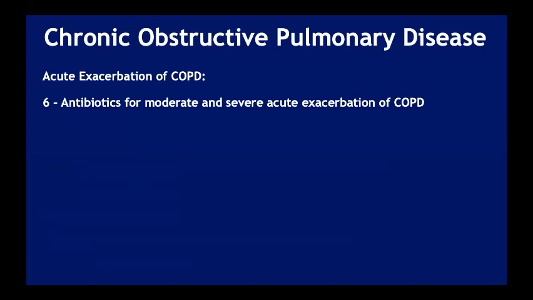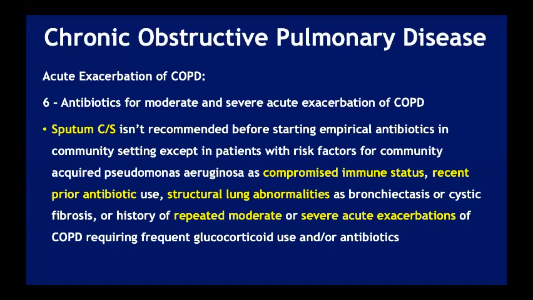Antibiotics are usually given for moderate and severe acute exacerbation of COPD. Sputum culture and sensitivity is not recommended before starting the empirical antibiotics in community setting, except in patients with risk factors for community-acquired Pseudomonas aeruginosa, like what? Like compromised immune status, recent prior antibiotic use, structural lung abnormalities as bronchiectasis or cystic fibrosis, or a history of repeated moderate or severe acute exacerbations of COPD requiring frequent glucocorticoid use and or antibiotics.